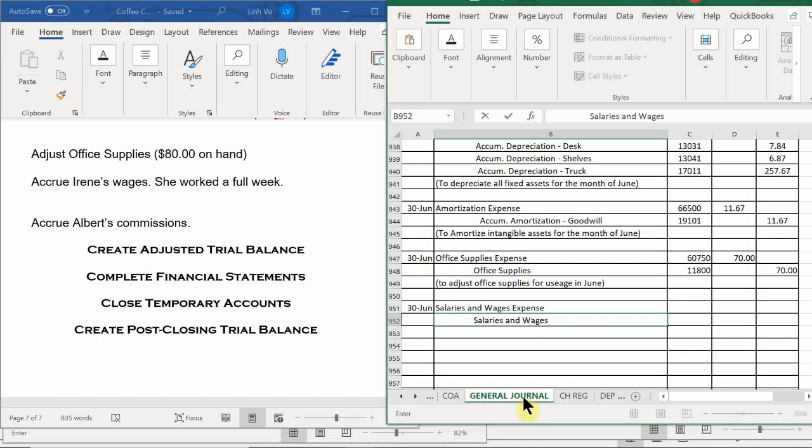So in this case, if she's earned the money, but we're not going to pay her today, therefore it becomes a liability because I owe her money. I owe her for the money that she earned because she worked for it. So in this case, it's going to become a salaries and wages payable. Good. Okay.